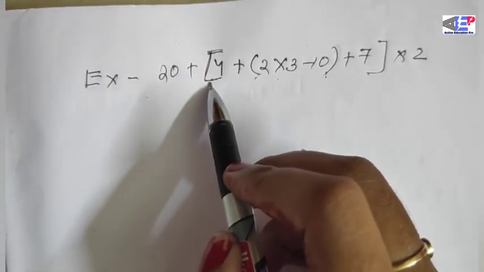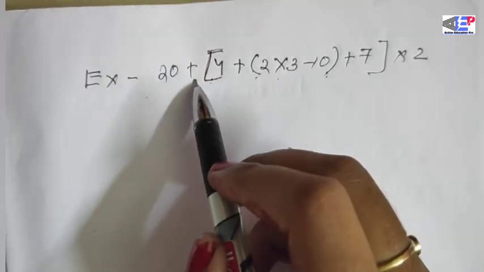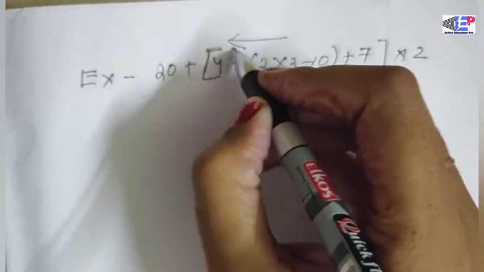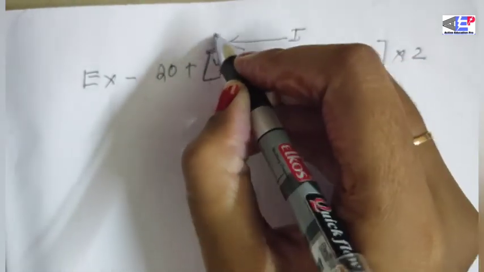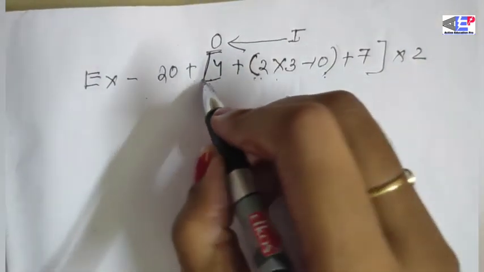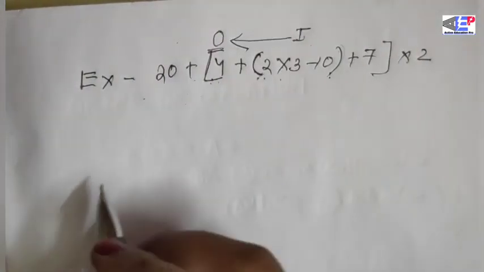So always you should carry out the simplification from the inner side to the outer side. You have to simplify in this direction: from the inner bracket, round bracket, to the square bracket. Okay.